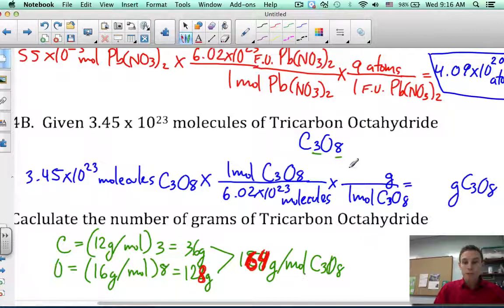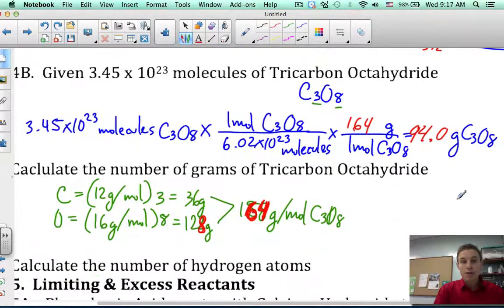So now if I put that 164 grams in here, and I do this calculation, I say 3.45 times 10 raised to the 23rd, and I divide that by Avogadro's number, 6.02 times 10 raised to the 23rd, and I multiply that number times 164. Now I will get my answer, which is 93.9, and there's 3 sig figs, so we're going to say it's 94.0. 94.0, that's a 4. Let's just change that to a proper 4. 94.0 grams.